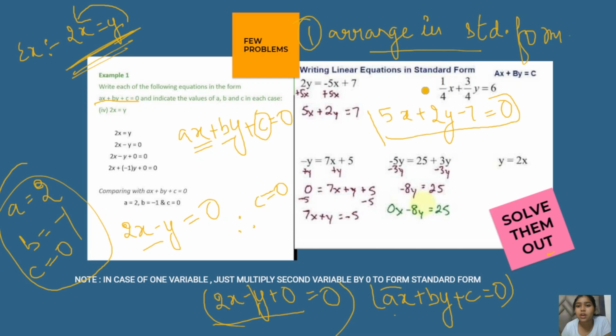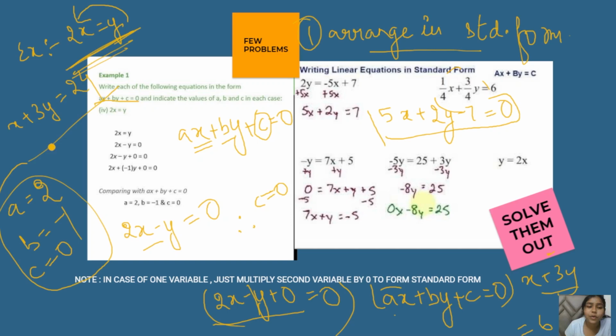Similarly, there is an equation given here in the form of a fraction. So what you have to do is take the LCM and then solve this equation. In this particular equation, the LCM would be 4, right? And the equation will be like this: x plus 3y over 4 equals 6. You just have to multiply both sides, by the cross multiplication method, and you will get x plus 3y equals 24. Yeah, x plus 3y equals 24 we'll get.